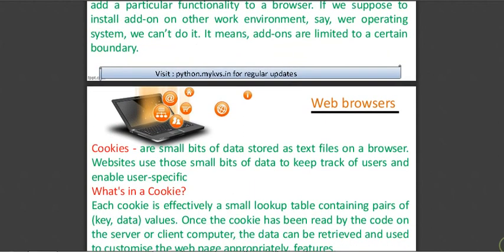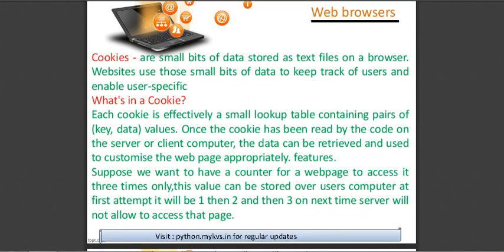So now we are coming to cookies. What are cookies? Cookies are small bits of data stored as a text file on a browser, and websites use those small bits of data to keep track of users and enable user-specific features. User-specific means the same cookie file will not be generated for all users. It will vary from user to user.